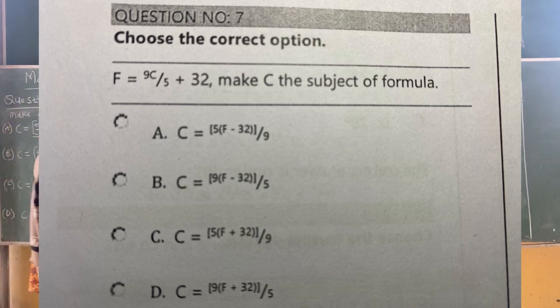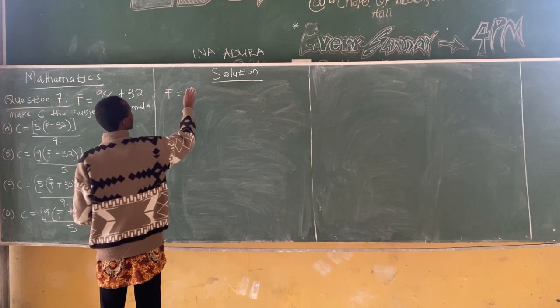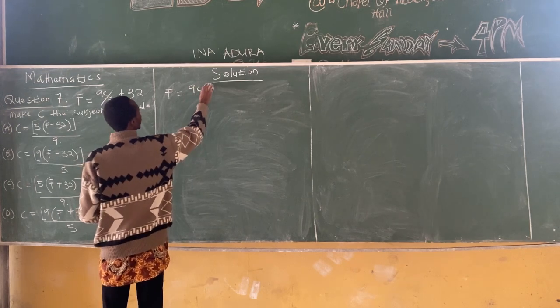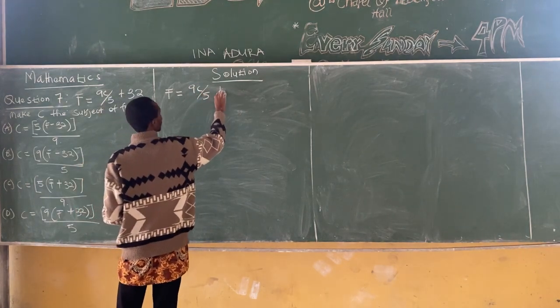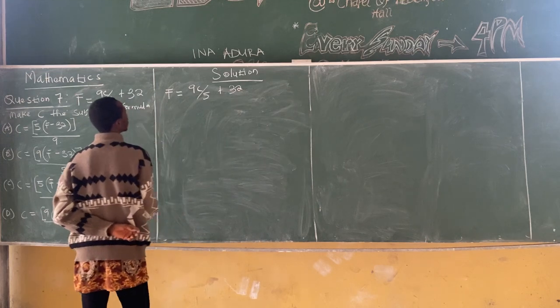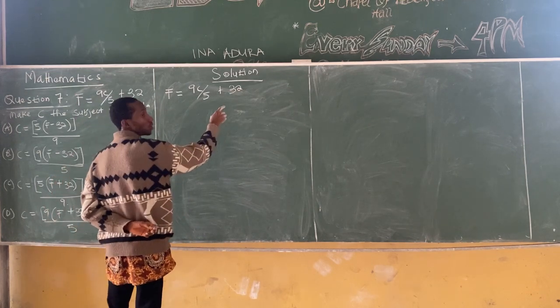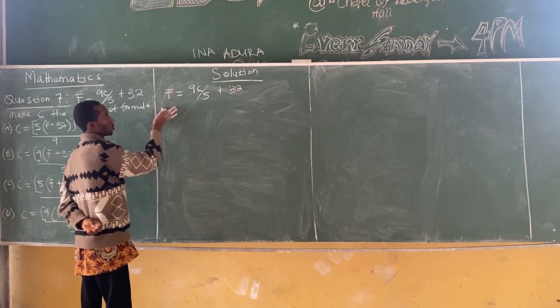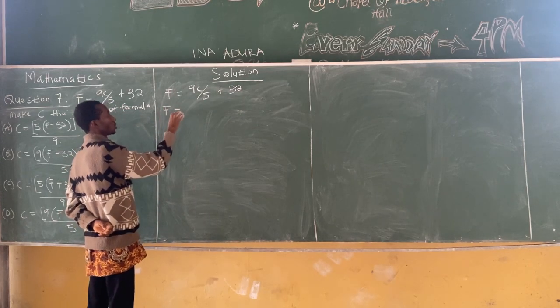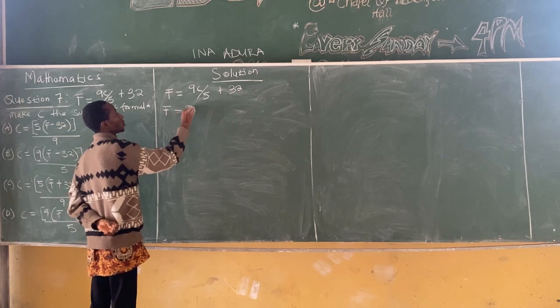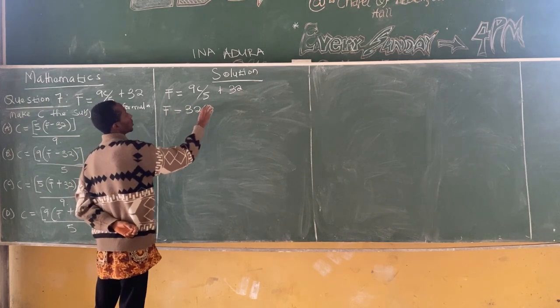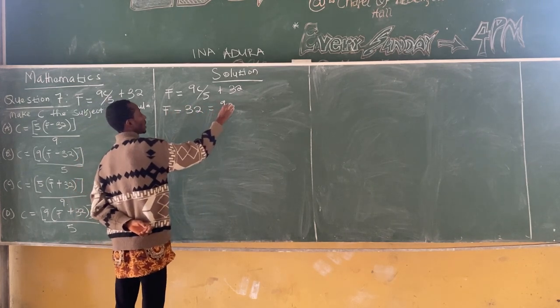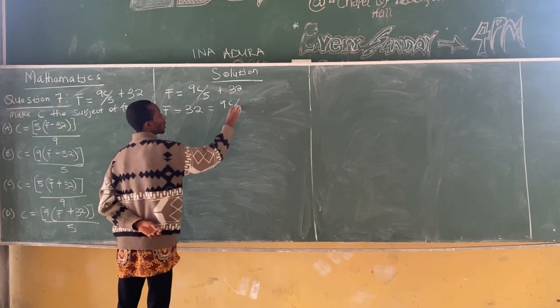Now we have F is equal to 9C over 5 plus 32. What we need to do here is bring 32 to the other side of the equation. It becomes F minus 32 equal to 9C over 5.